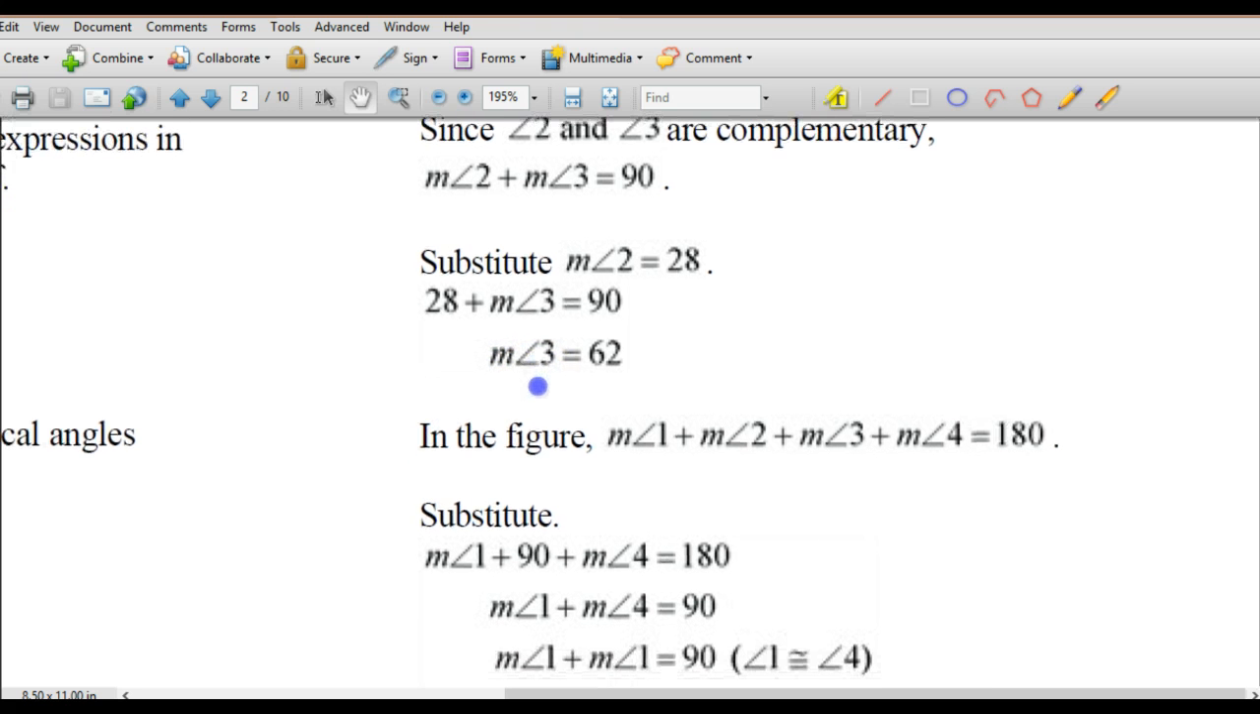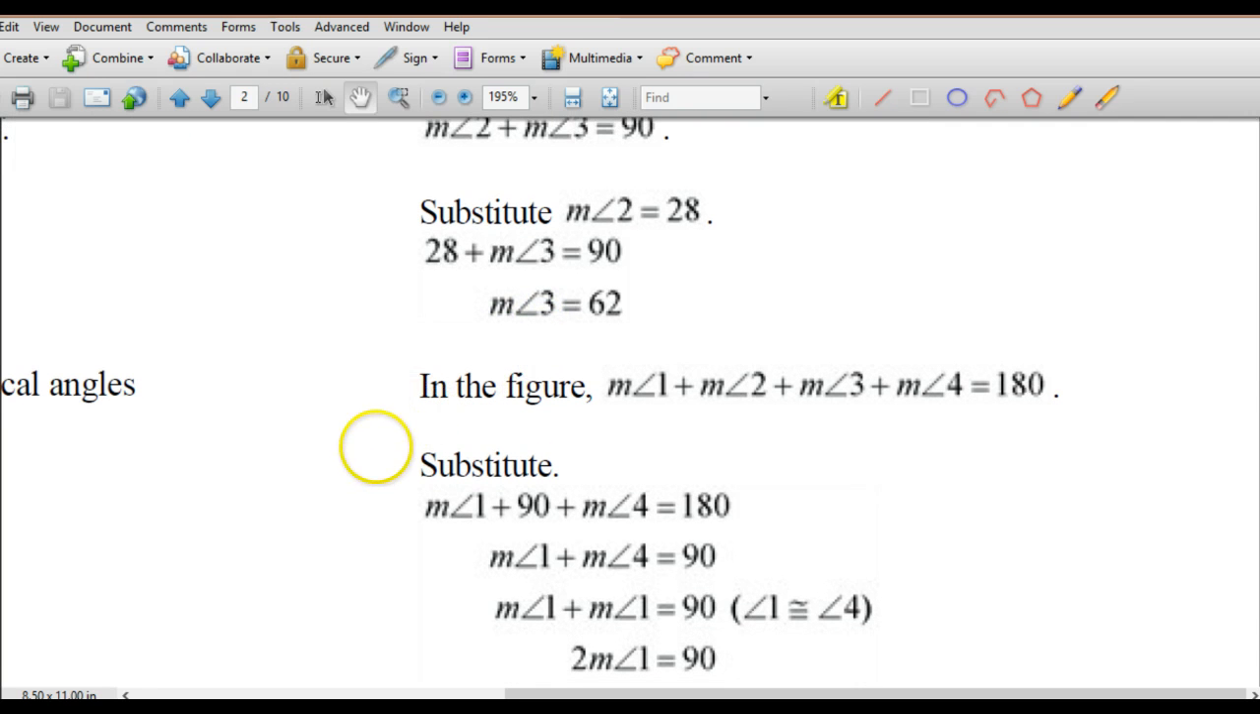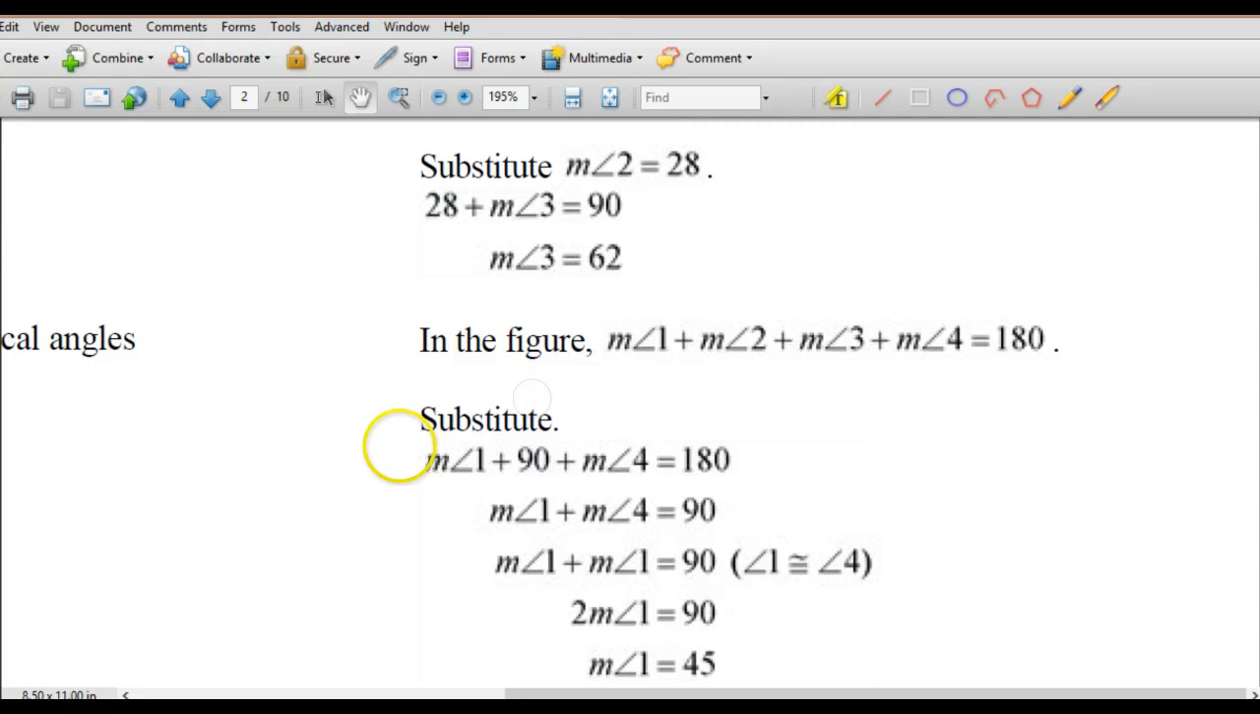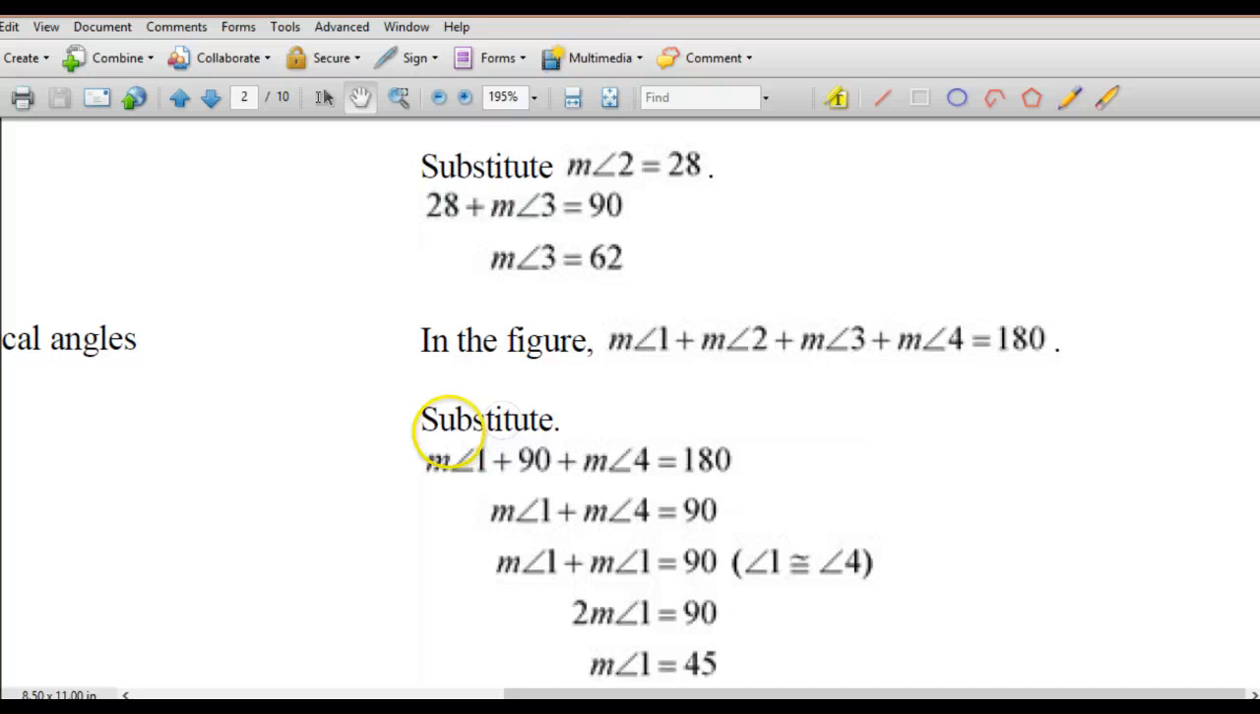And since we know that 1 and 4 are congruent, that's what it said earlier on, then saying 1 plus 4 is the same as saying 1 plus 1 is 90. So 1 plus the measure of 4 is 90, 1 plus the measure of 1 is 90. And from there, combining like terms, we get 2 times the measure of 1 equals 90, and we divide by 2, so the measure of angle 1 is equal to 45. So the measure of angle 1 is equal to 45, and the measure of 4 is equal to 45.